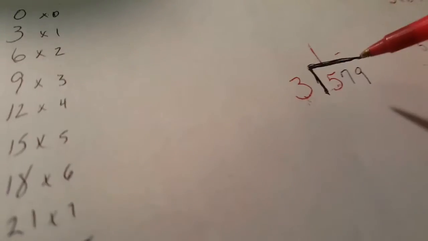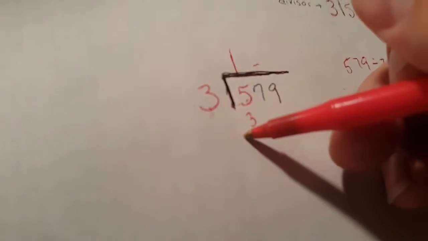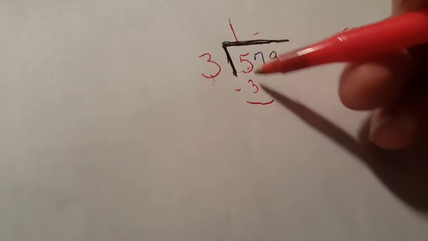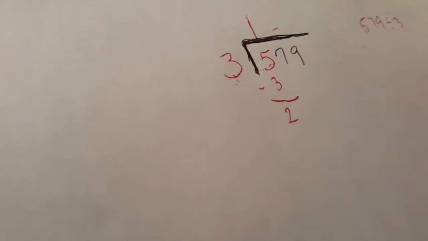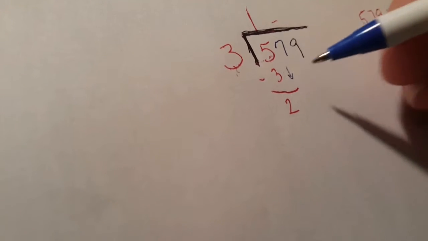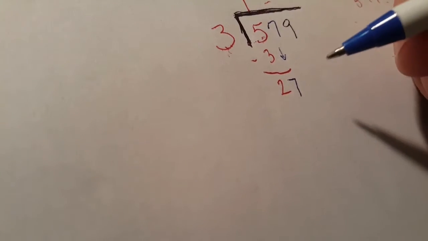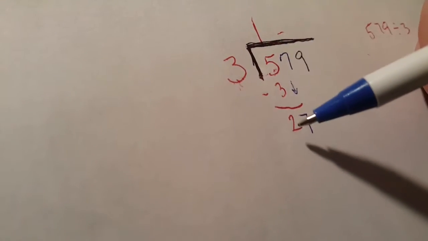Now, 3 times 1 is 3. So you write that product underneath the 5. And do a subtraction problem. 5 take away 3 is 2. Good. And the last part of this first step is bring down your next place value, which is your tens. So now your new question is, how many times does 3 go into 27?